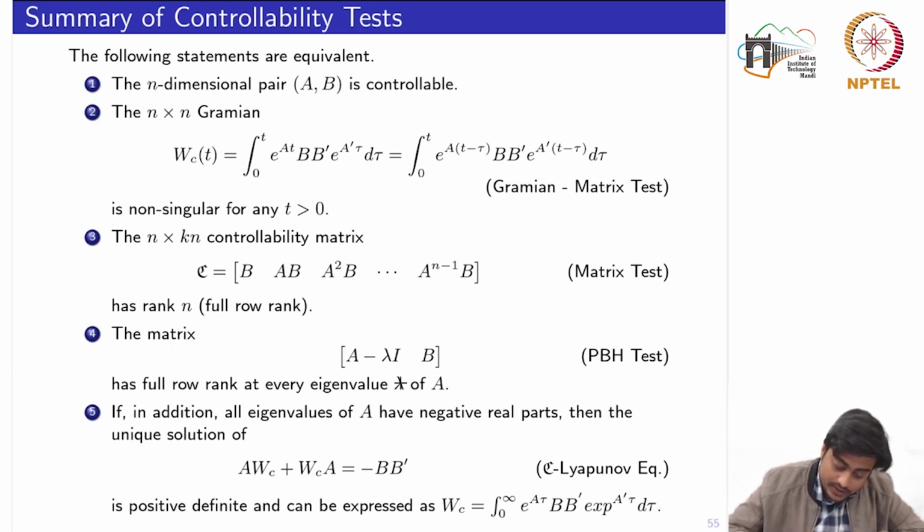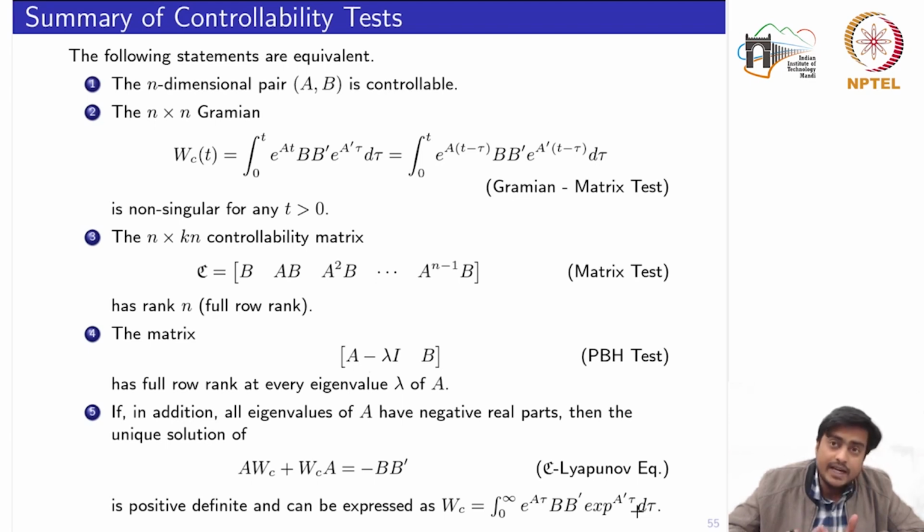Fourth, you can also say the eigenvector test or the matrix test, because both of them are related. That the matrix A minus lambda I, B has full row rank at every eigenvalue of A, which we have said is the PBH test, Popov-Belevitch-Hautus test. Equivalent to that, we had the additional condition that there is no eigenvector of A transpose in the kernel of B transpose. The fifth, if in addition all eigenvalues of A have negative real part, then the unique solution of this equation, which is the Lyapunov equation in terms of the controllability test, is positive definite and can be expressed as this. So this finishes all tests related to the controllability.